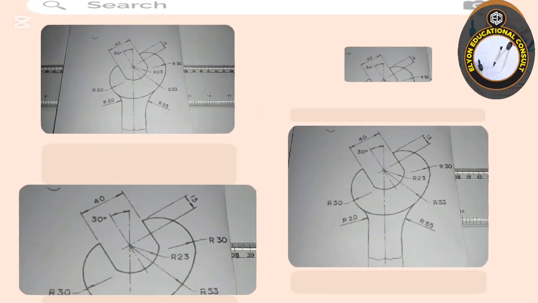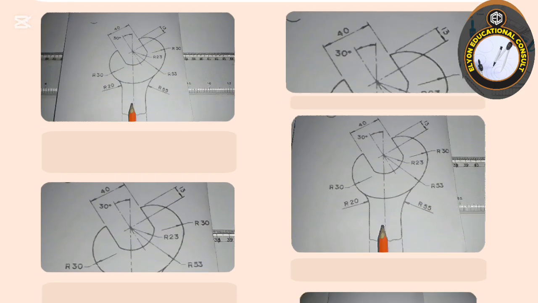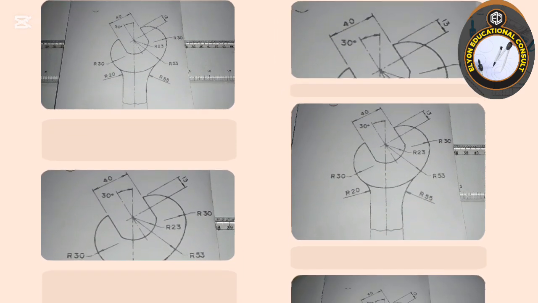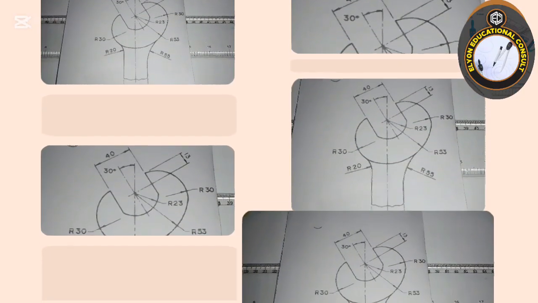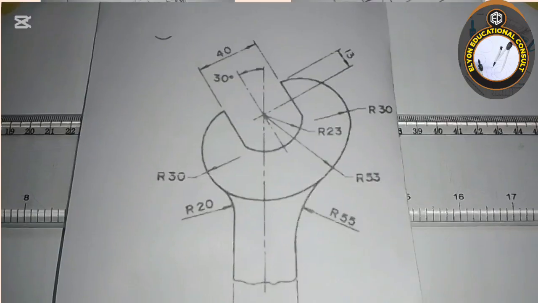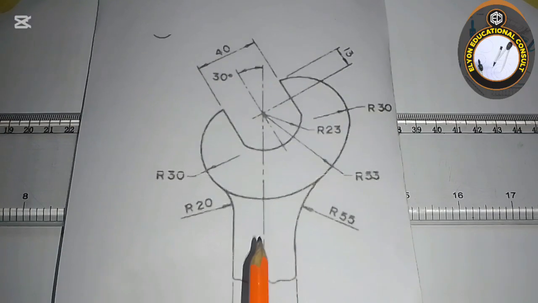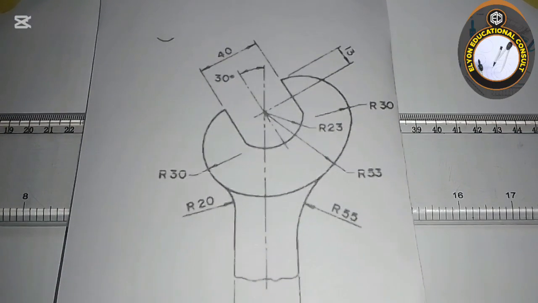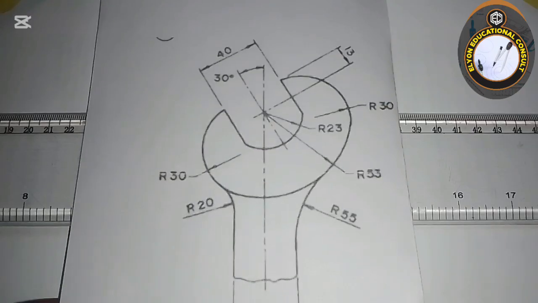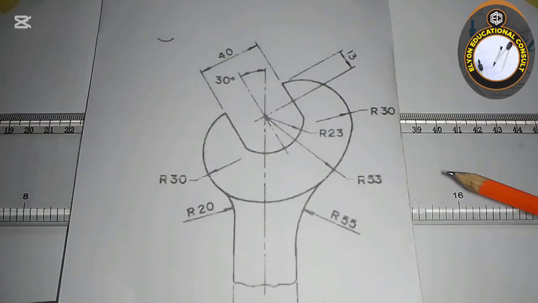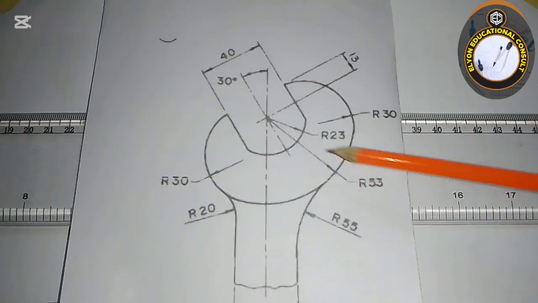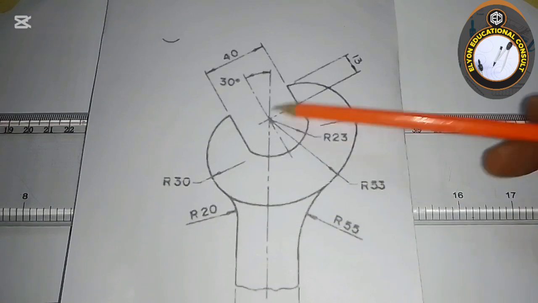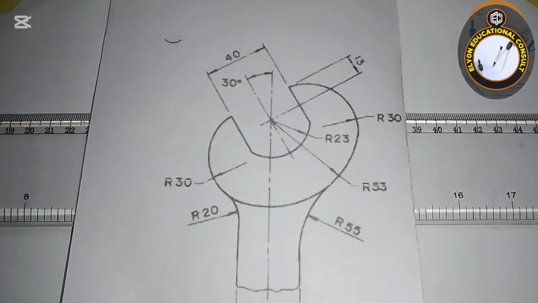In today's video I'll be making the construction of this spanner that we have here using the principle of tangency. We are going to be applying the principle of tangency in constructing this particular spanner. So when you see a question like this, the first thing we are going to do is to see how we can bring out this particular figure using the dimension or the specification on the figure.